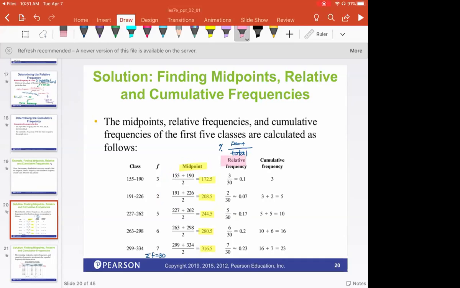Now, this is your relative frequency, which is your percent. And this is our answer: 0.1, 0.07, 0.17, 0.2, and 0.23. And it shows you the work, where they got that number from.